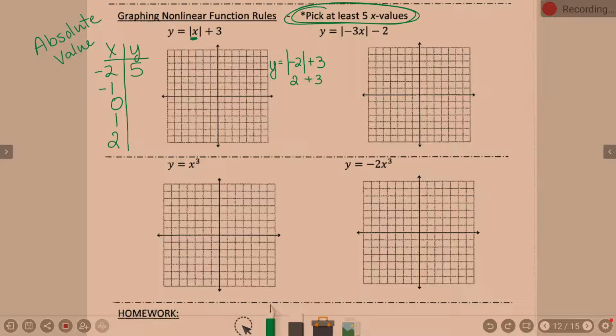So let's try the next one. This time it's absolute value of negative 1 plus 3. What's the absolute value of negative 1? 1. And 1 plus 3 is 4. Okay, this next one is absolute value of 0 plus 3. What's the absolute value of 0? 0 just stays 0, doesn't it? Okay, it makes a number positive, but 0 is 0. And 0 plus 3 is 3.